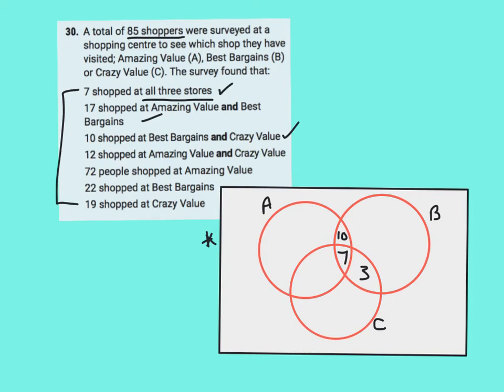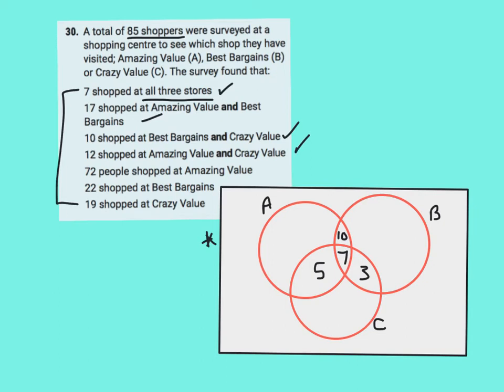Okay, so the next one then, I have 12 shopped at amazing value and crazy value. So amazing value and crazy value, 12 in this whole section here. So that means I have 12 minus 7, which is going to give me 5.